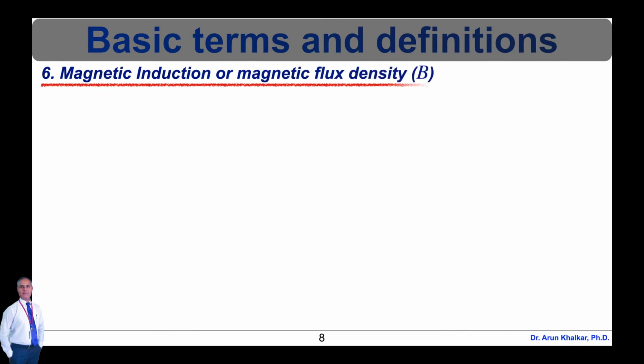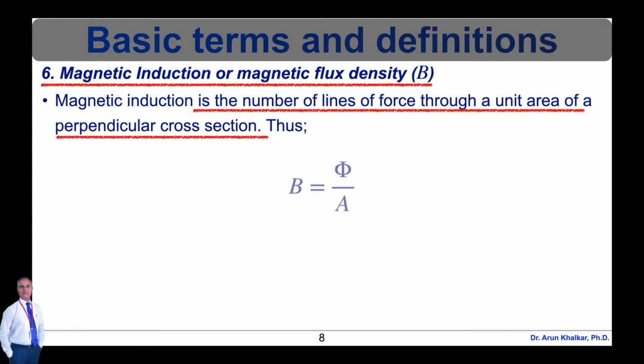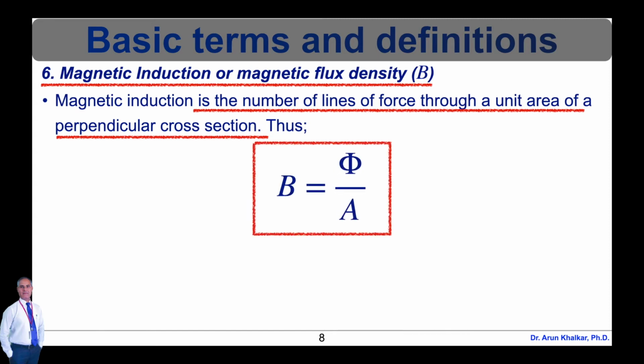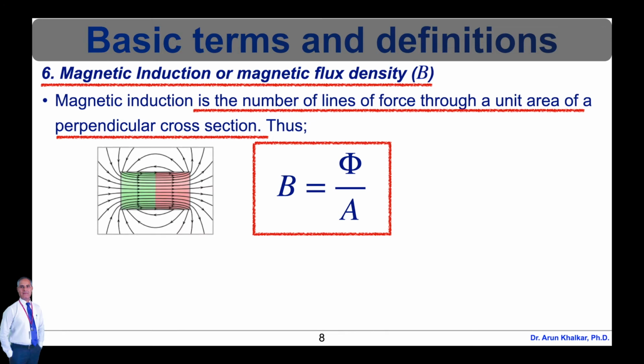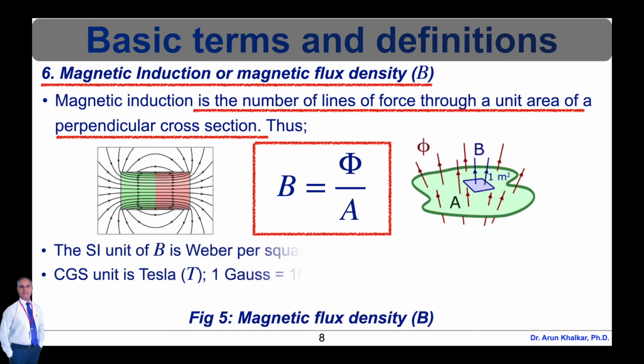Next term is magnetic induction or magnetic flux density, which is represented by B. Magnetic induction is the number of lines of force through a unit area of a perpendicular cross section. Thus we can write B is equal to phi upon A, where phi is the magnetic flux and A is the area. The SI unit of magnetic flux density is Weber per square meter. In CGS it is Gauss. 1 Gauss is equal to 10 raised to minus 4 Tesla. The diagrammatical representation of magnetic flux density is shown in these diagrams.